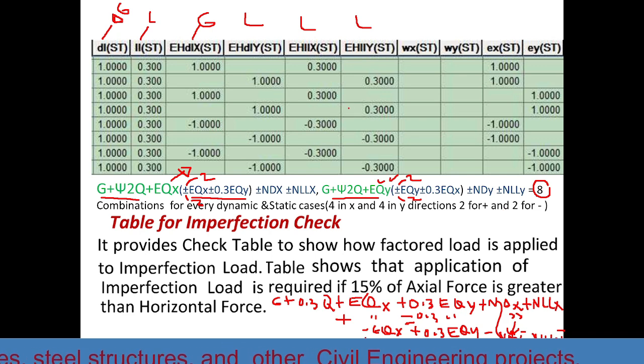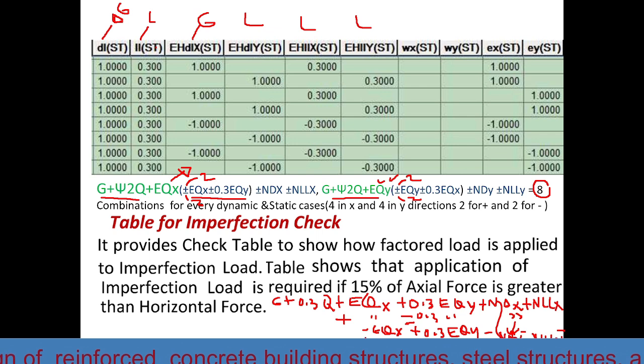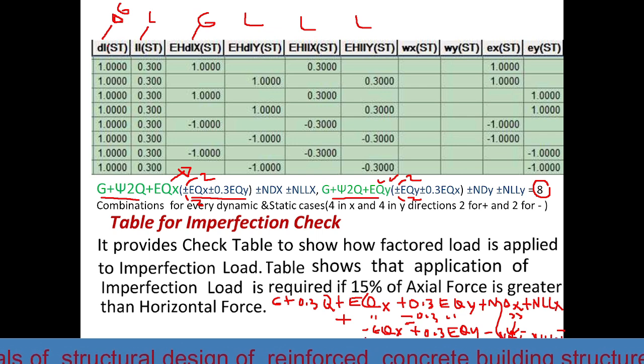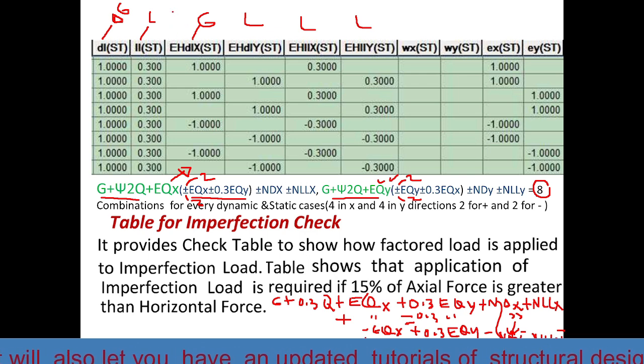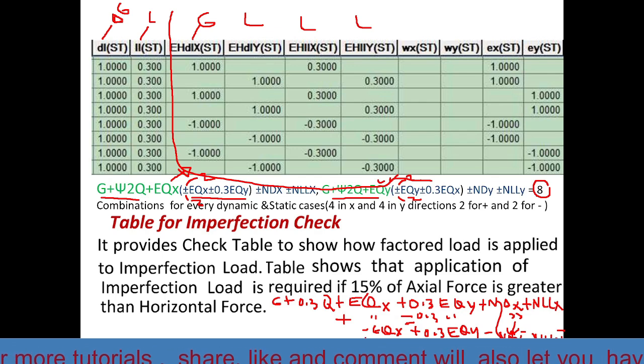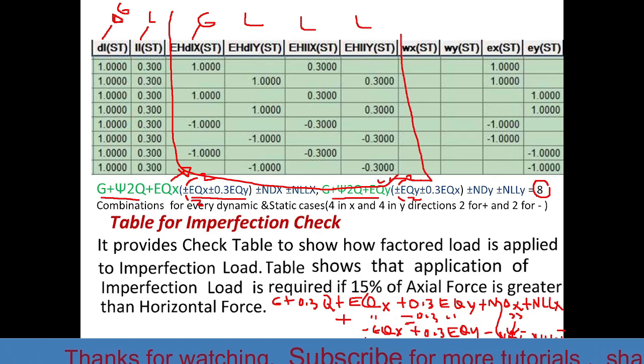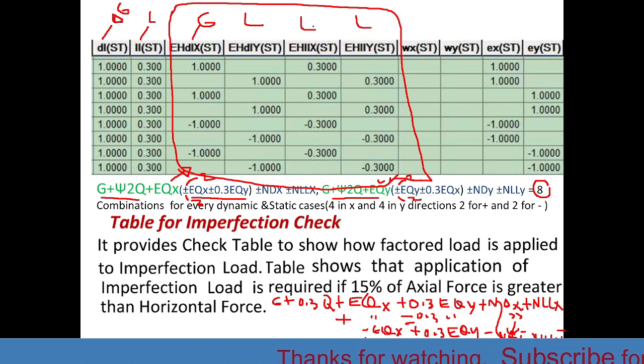So all those are the combination factors for the notional load. Here, this is the dead load and this is the live load. And all those are the notional load HF, here, this one. This is the combination factor for notional load HF.